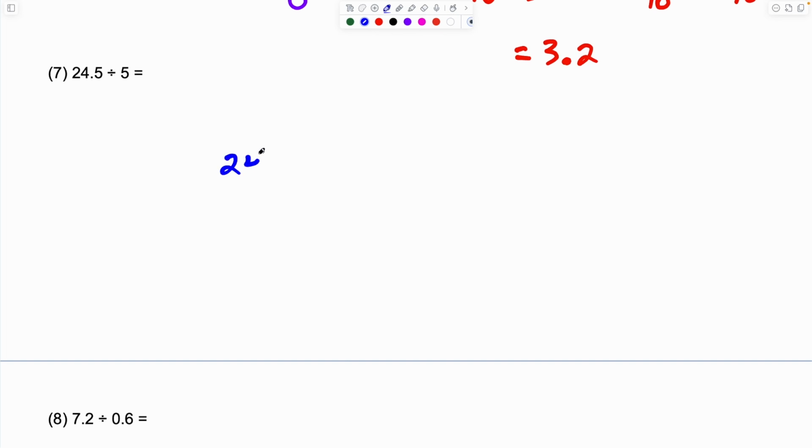Question 7, we have 24.5 divided by 5. So I'm going to set up this division problem here like this. So we have 24.5 divided by 5. And we want to do 5 going into 2, but 2 is not divisible by 5. So now we look at 24.